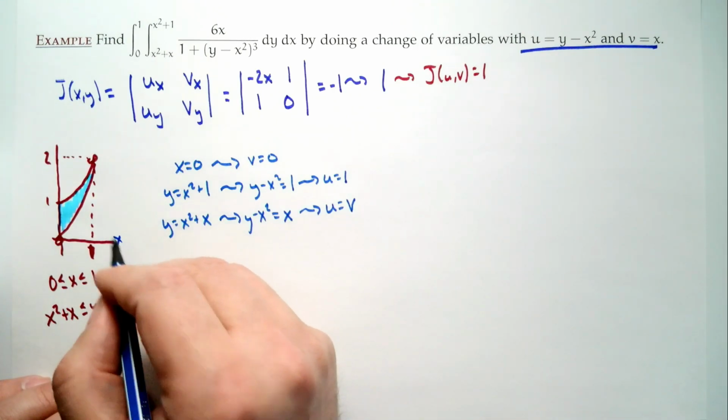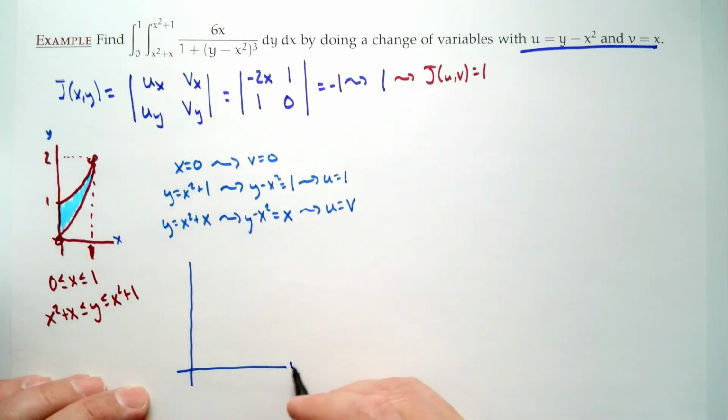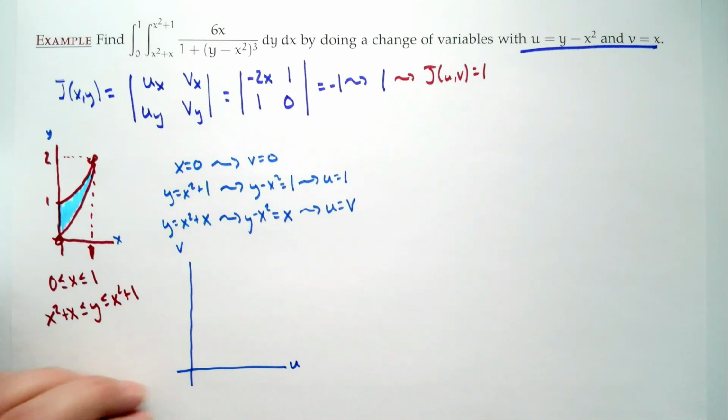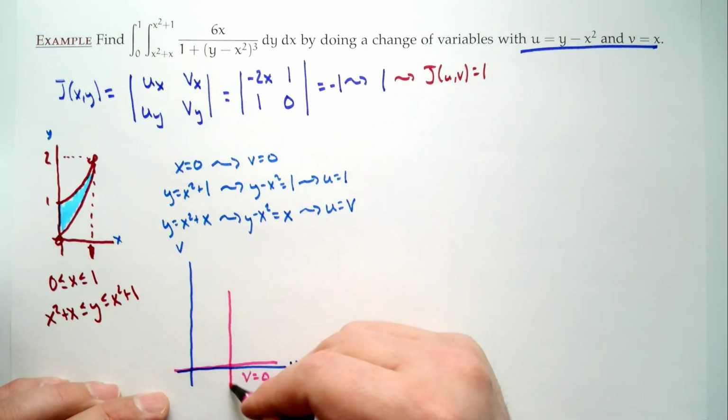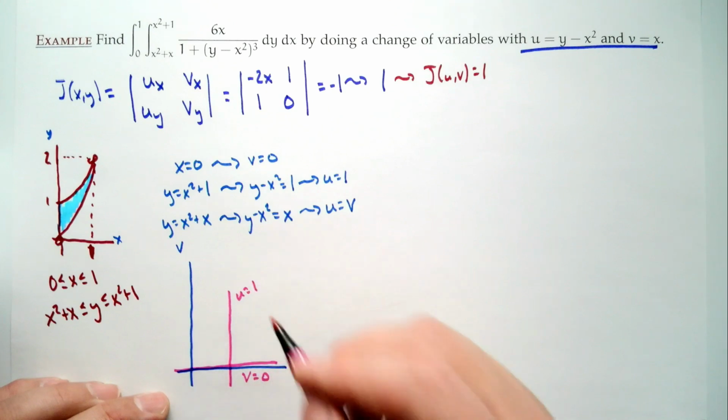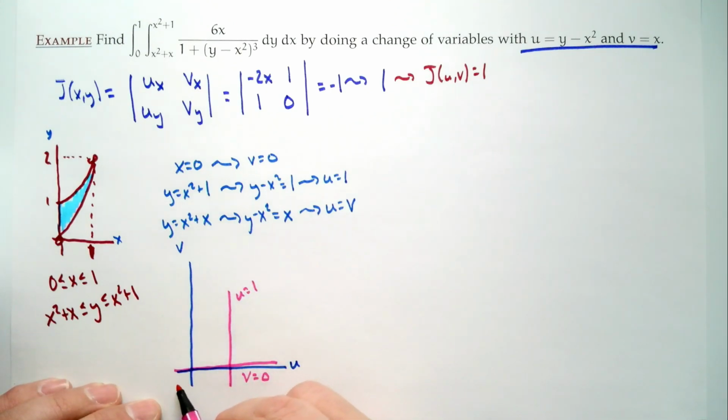So this is in the x, y plane originally. We're switching to the u, v plane. So we have v equals 0. That would be here along the u-axis. So here's v equals 0. And then we have u equals 1, which would be here. U equals 1. And then we have u equals v, which is there. U equals v. And then we say, okay, well, what's our region? Well, it's the piece that's bounded. So there's our region.